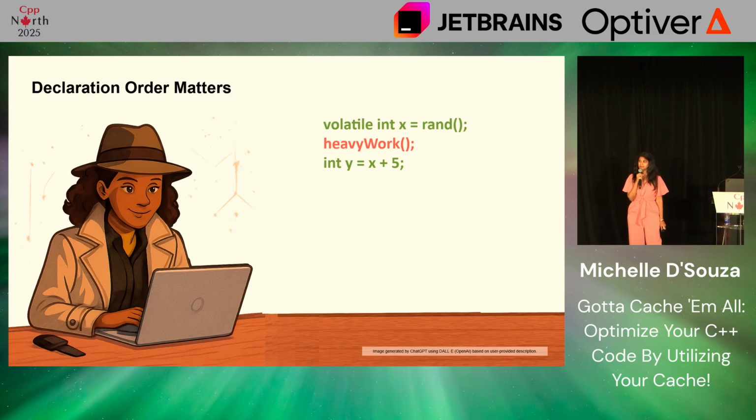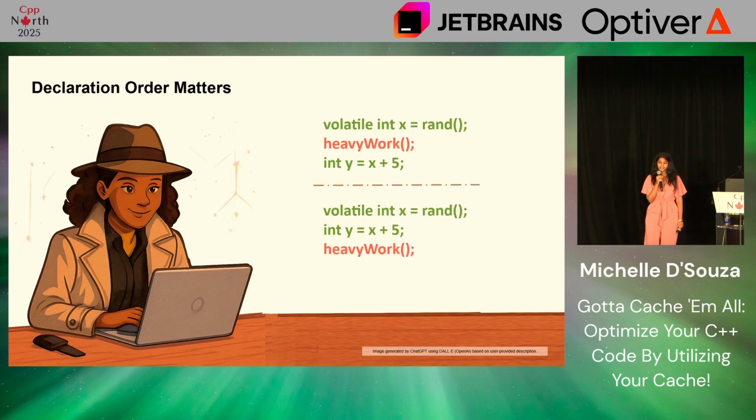So I remember when learning about this, I had watched a conference talk, and it said that the declaration order matters. And it kind of makes sense, right? If you declare an int x, and then you do some heavy work in between, and then you use x again, it should be slower than using x right after you declare it, right? How many of you agree with this?